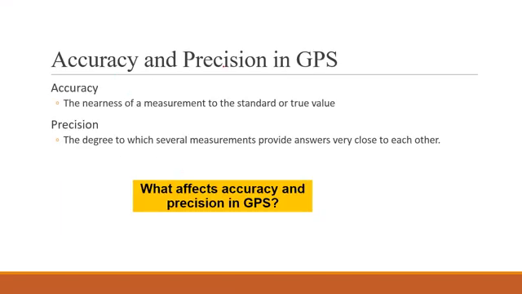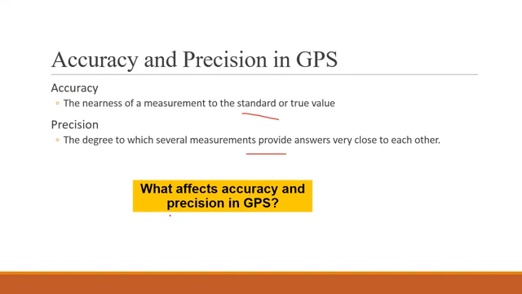What is accuracy and precision in GPS? The nearness of a measurement to the standard or true real value is known as accuracy, while precision is the degree to which several measurements provide answers very close to each other. So there is a little bit of definition, you can see it by yourself.